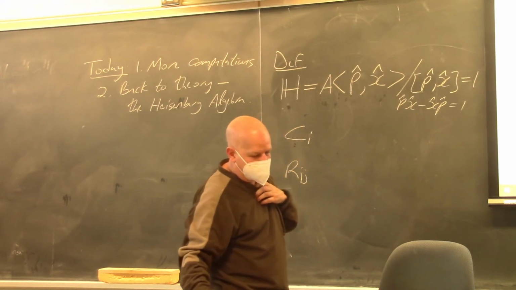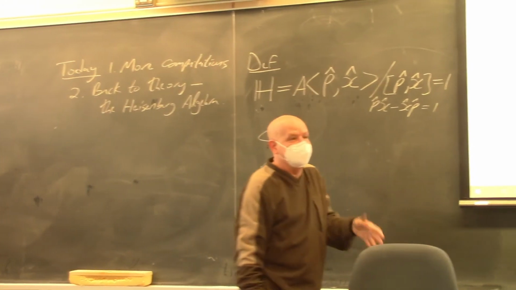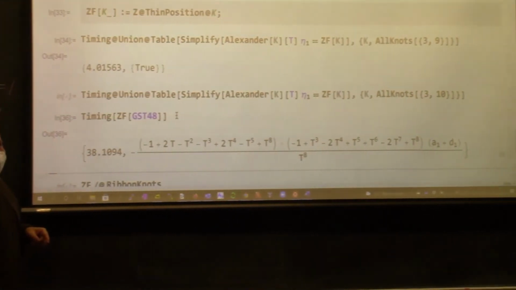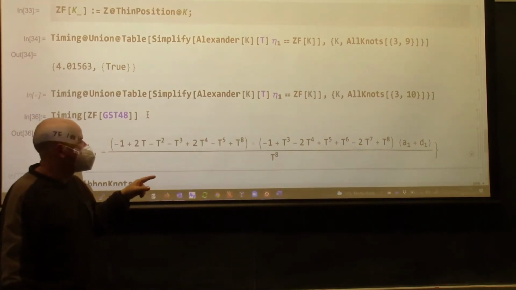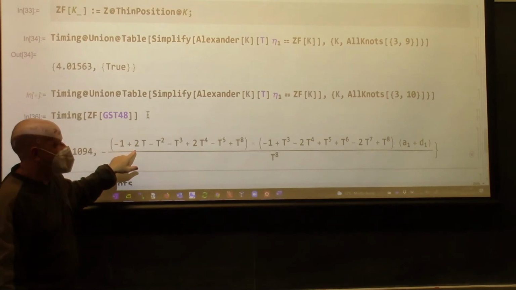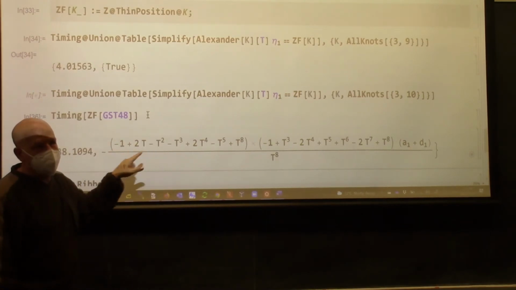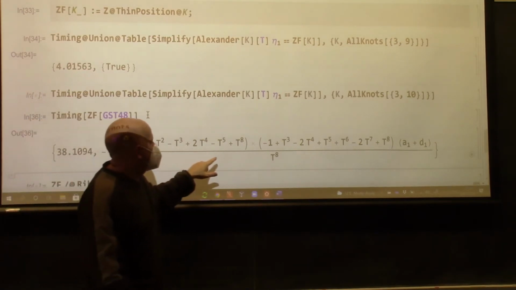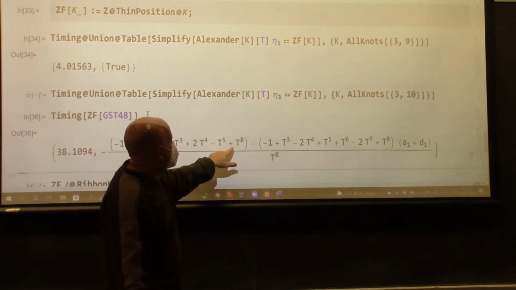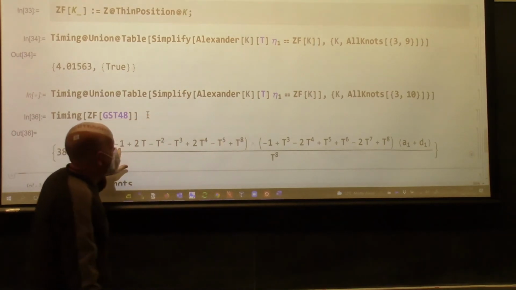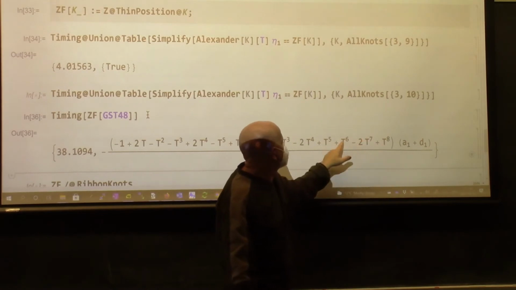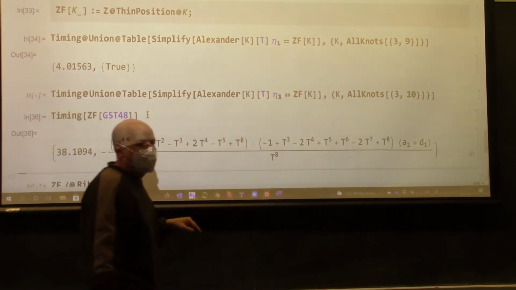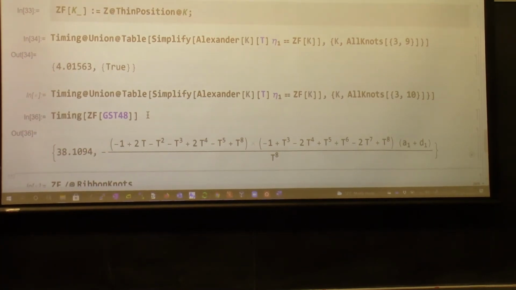And then I'd like to make quick comments. First of all, it's impressive that it finished. It took 38 seconds. Secondly, this is the Alexander polynomial of GST48, and you can see that it's factored, and that the two factors are related to each other. If you look at the coefficients, they are in opposite order, up to a sign. So this is 1, 2, 1, 1, 2, 1, 1, and this is 1, 2, 1, 1, 2, 1, 1. I didn't label the signs.